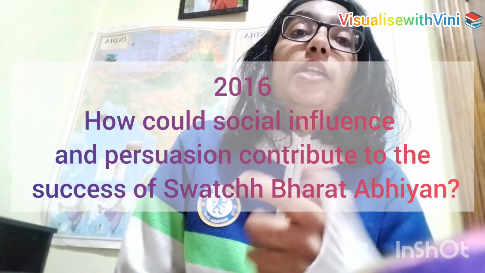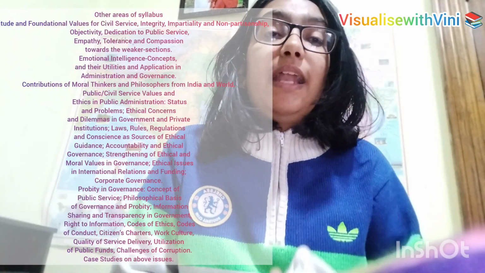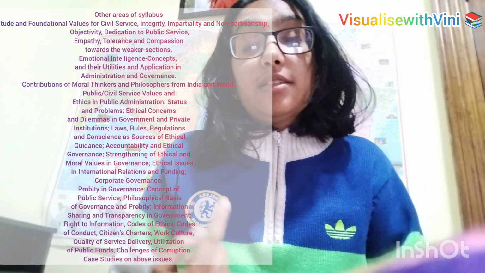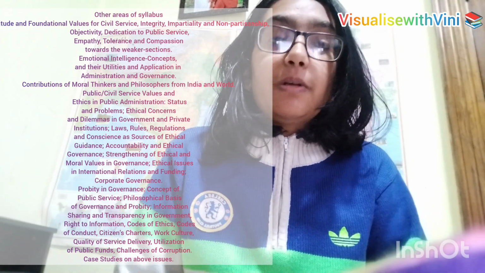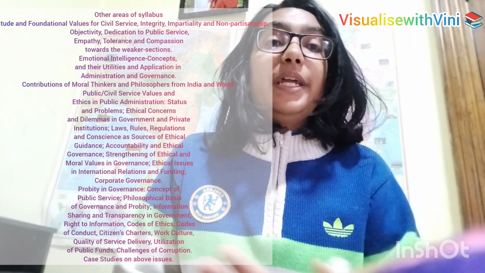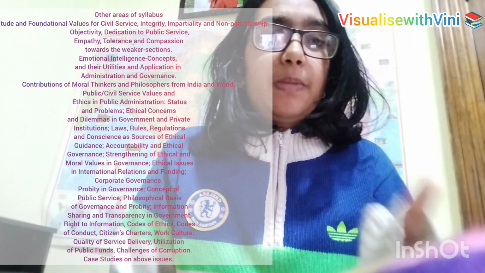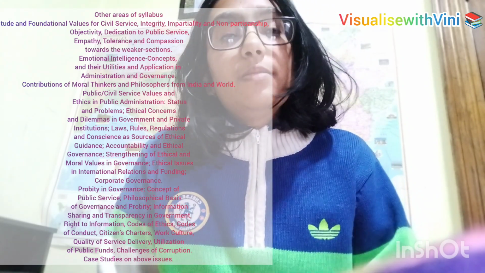But how does social influence and persuasion? So how does ethics or quality or values determine a public servant's life? Or how can ethics or public service values lead to greater successful implementation of all the policies, is the basic idea behind this paper. And as you go through different topics of this paper, be it aptitude, the foundational values in public service, or integrity, impartiality, you have certain terms in the question paper.